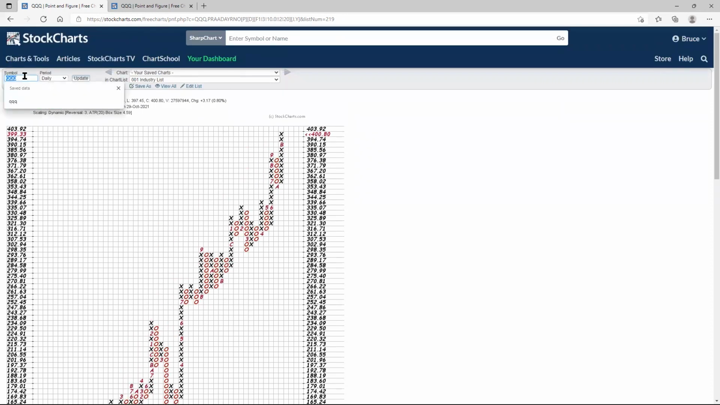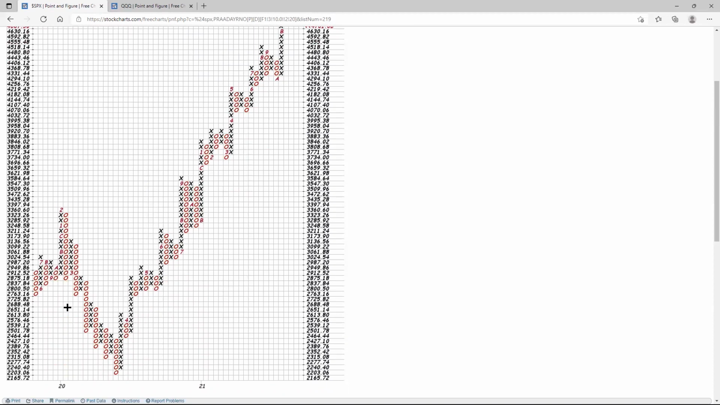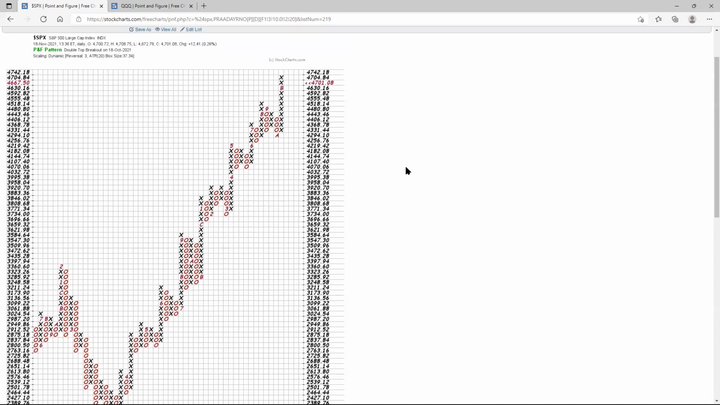Now, if we change this and go to, say, the S&P, and you could put any stock in here. Here's the S&P over that same time period. Well, it's not the same time period, but same data set. ATR scaling says that it should be 37.34 S&P points for scaling changes here, 3-box reversal. Here's the 2020 low across this area, and then a dramatic rally upwards.